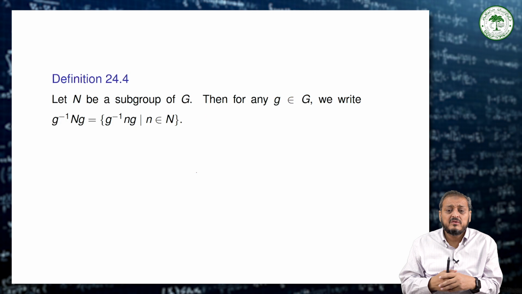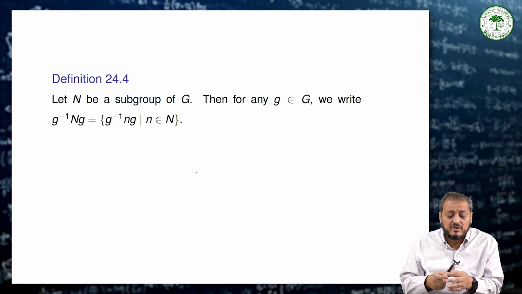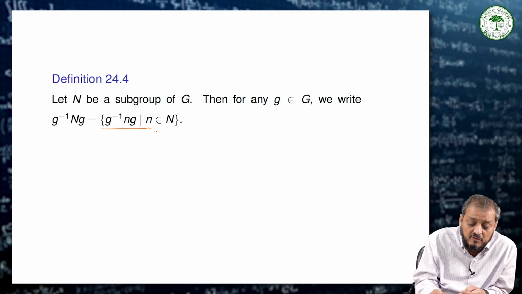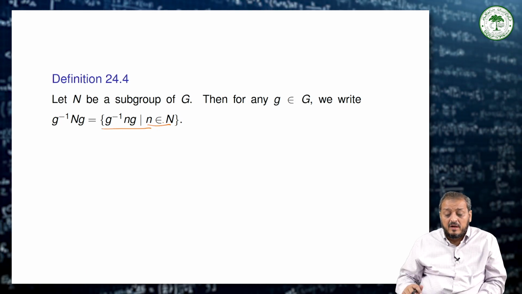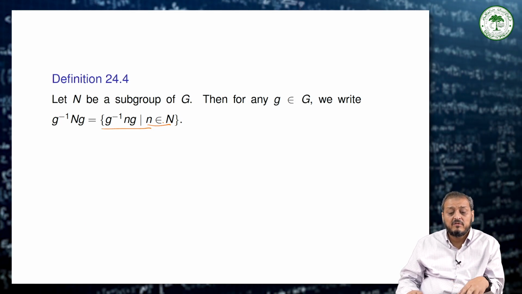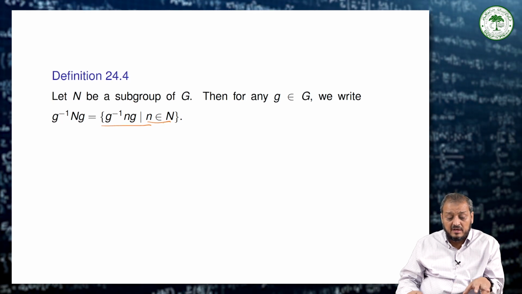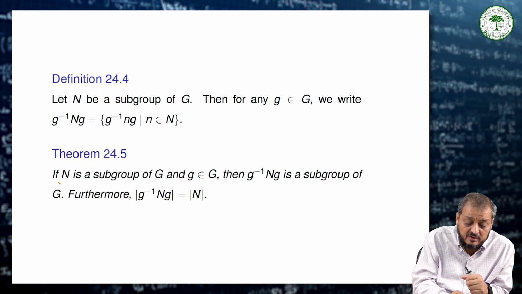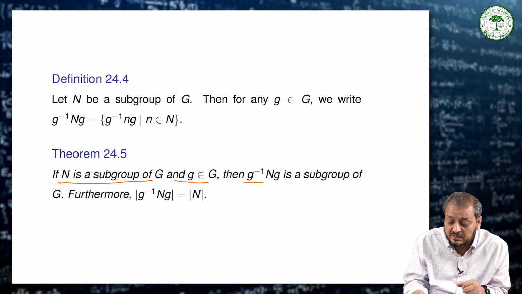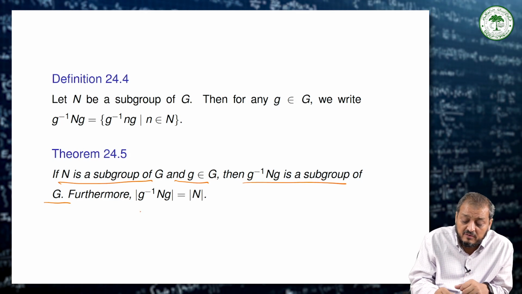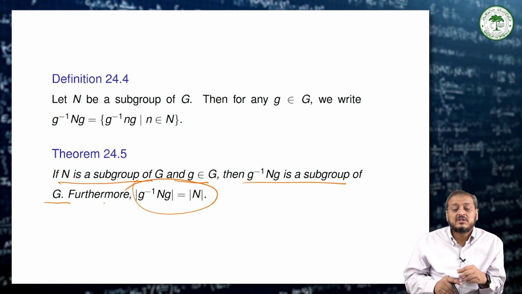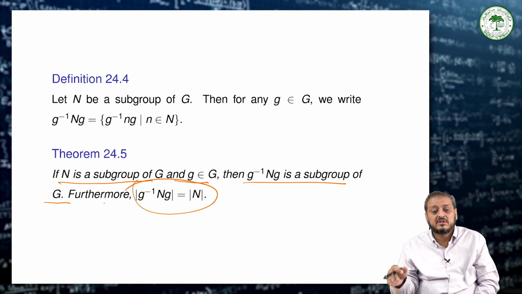Let N be a subgroup of G. For any g, we write g inverse Ng is equal to g inverse n g, where n is an element of N. So for any g belonging to G, we can write g inverse Ng, and then we have to show that if N is a normal subgroup of G, then g inverse Ng is a subgroup of G, and then we have to show that the order of g inverse Ng is the same as the order of this subgroup.